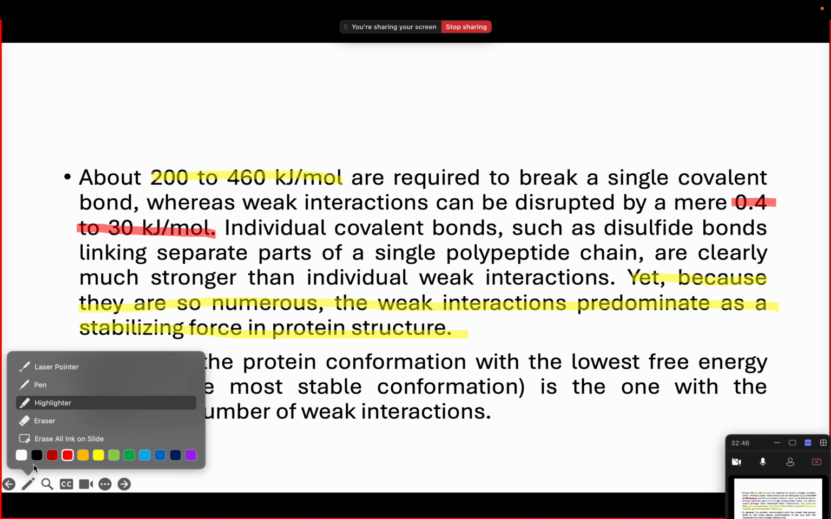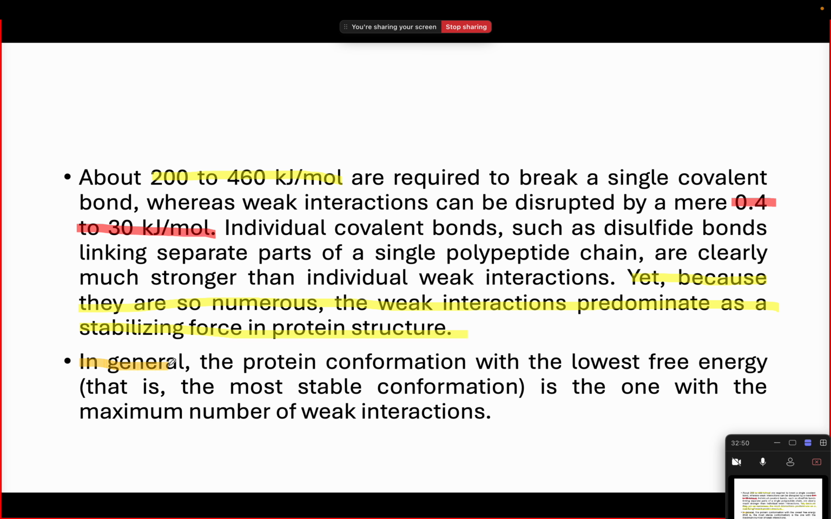I want you guys to remember this very well, that the protein conformation with the lowest free energy is a very general thing, right? Because in the biological system, for stability purposes, the lower the energy, the more stable the structure or the system is, right?